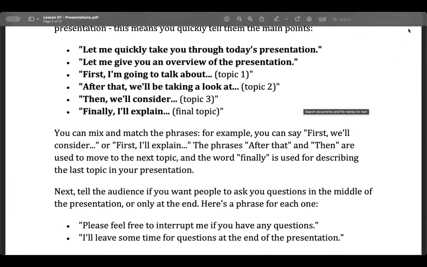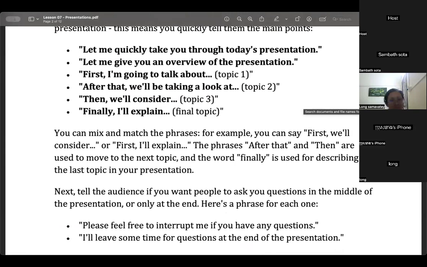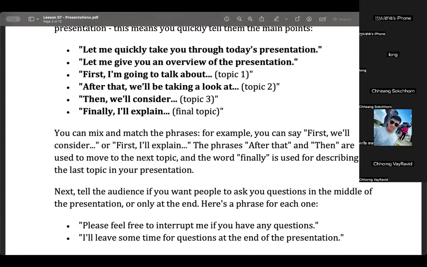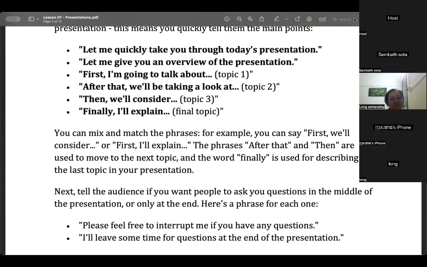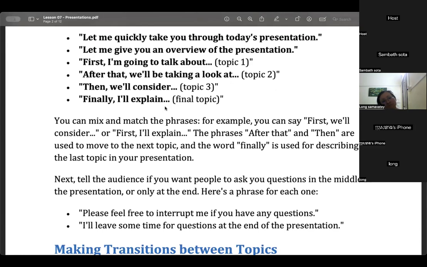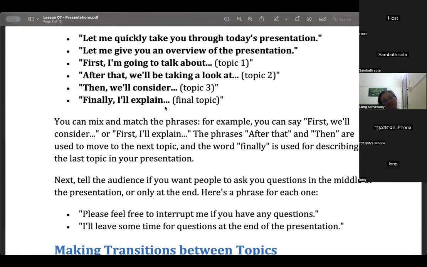You can mix and match the phrases. For example, you can say first we'll consider, or first I'll explain. The phrases after that, and then I'll use to move to the next topic, and the word finally is used for describing the last topic in the presentation. Next, tell the audience if you want people to ask you questions in the middle of the presentation or only at the end. Here's a phrase for each one. Please feel free to interrupt me if you have any questions. I'll leave some time for questions at the end of the presentation.